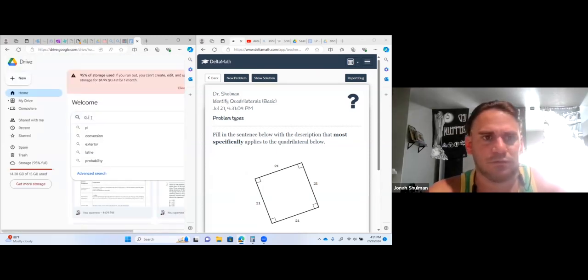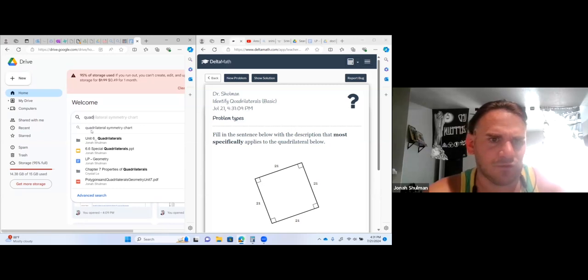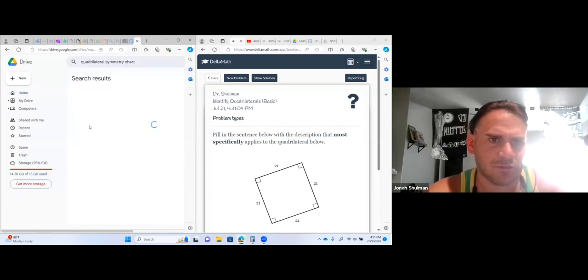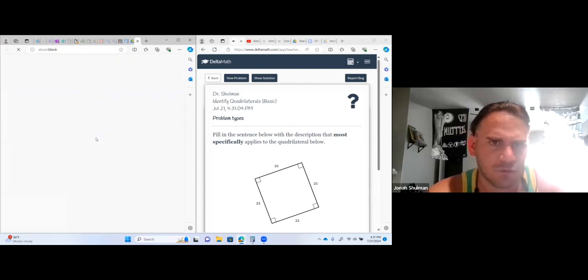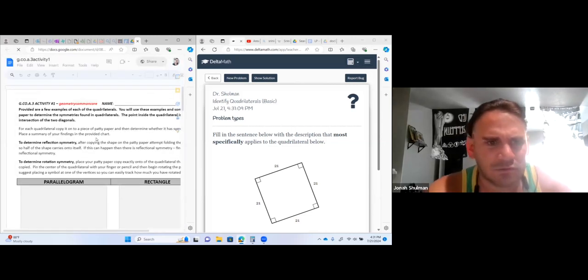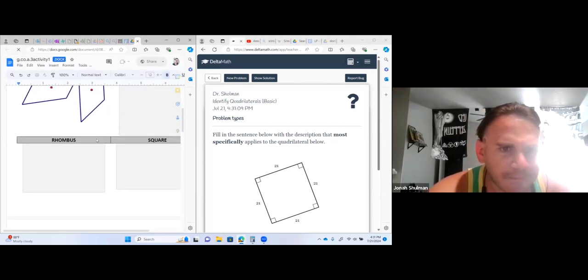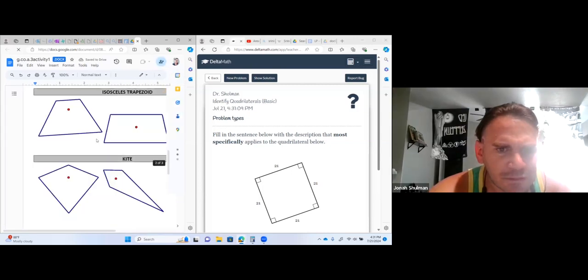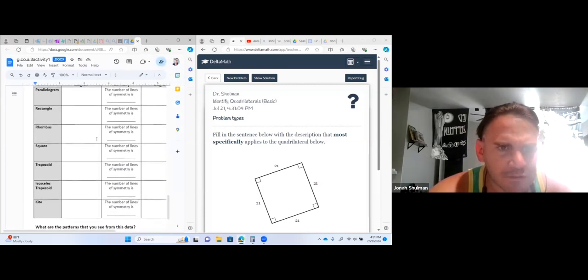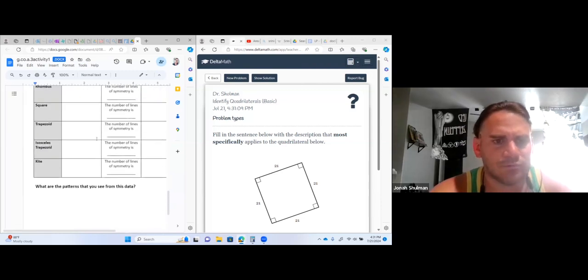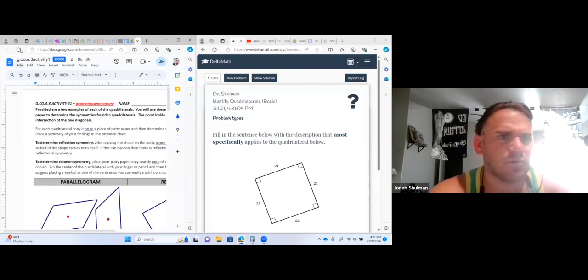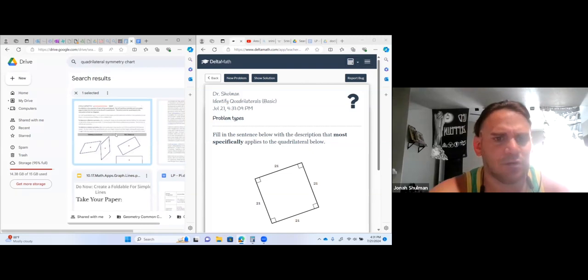Give you something. Quadrilateral symmetry chart. I think that's the one I want. No, this one's bad. Is this the one? This is a Patterson one. Yeah, because it's got this huge thing. So that one's cool, but we want a different quadrilateral one. If you want this one, let me know.